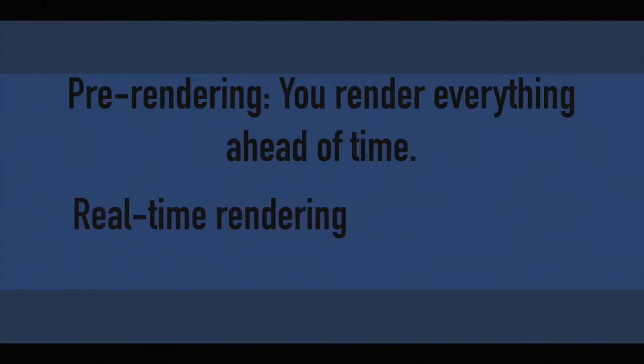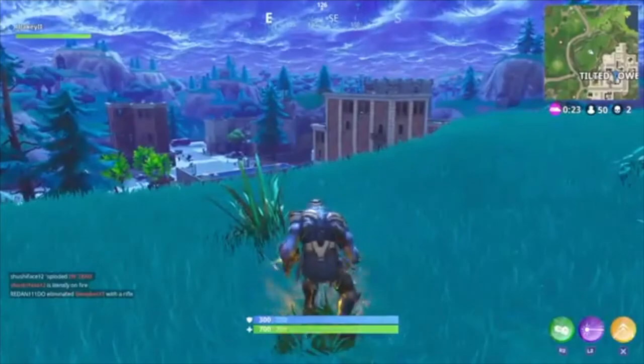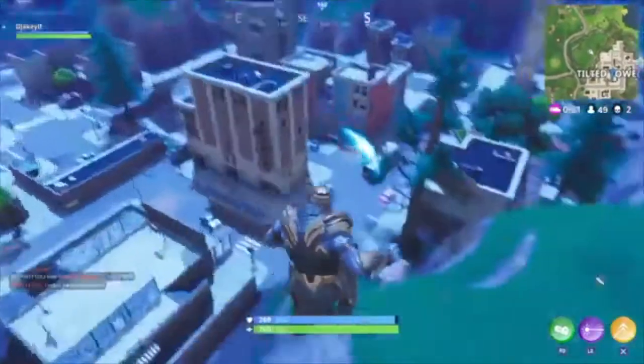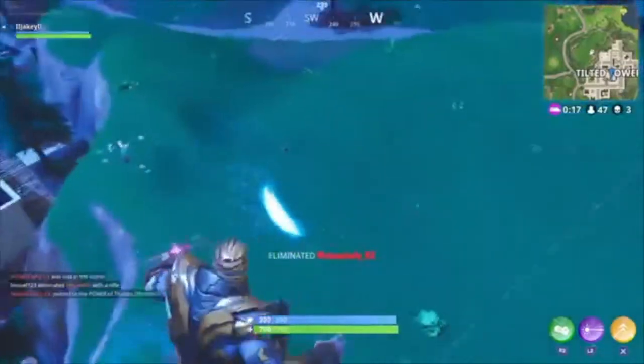Real-time rendering means that the rendering is done on the fly. Some engine is used to render everything in real time on your screen, where a high level of interactivity is required. This is very high demanding of the GPU or graphics processing unit.